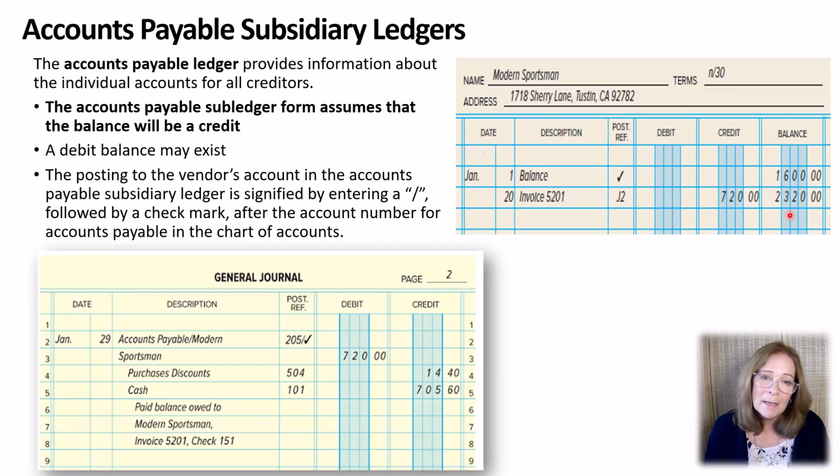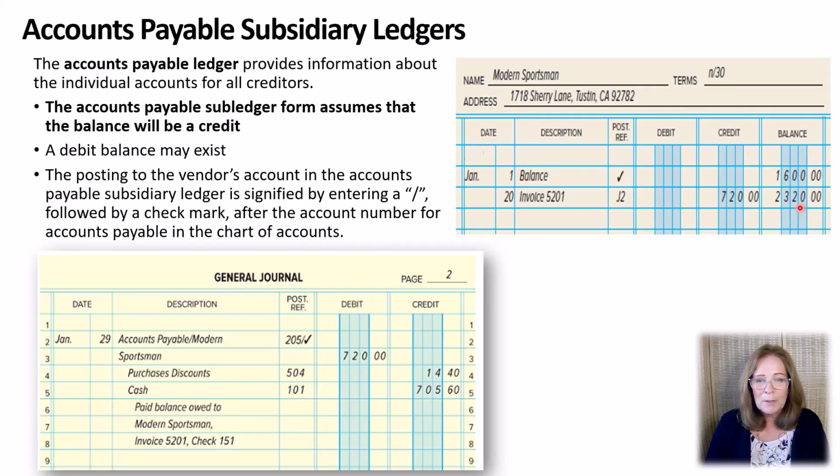A debit balance may exist if more than the amount owed was paid to the creditor or if returned goods were already paid for. If the balance is a debit, circle the amount to show that the account does not have the normal balance, or place parentheses around the amount. The subledger card for Modern Sportsman shows the name and address of the vendor as well as the payment terms. In the details section, we can see the beginning balance of $1,600 followed by invoice 5201 on January 20th for $700, which results in the ending balance of $2,320.